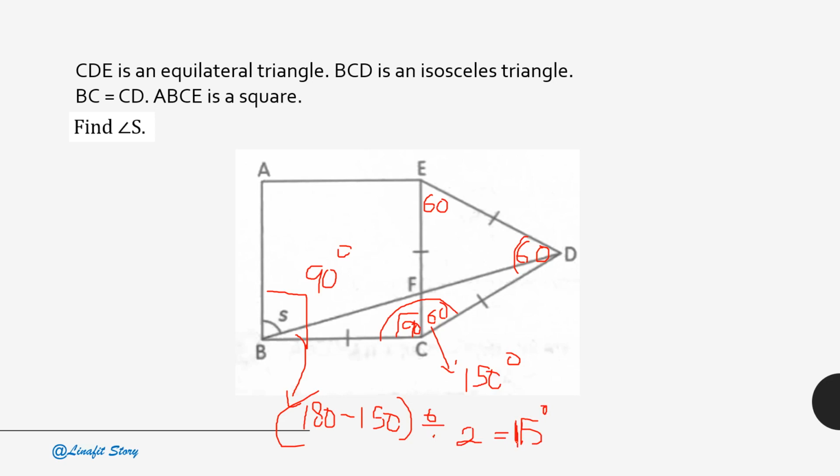Then how to get S? Remember, ABC is 90 degrees. So angle S is 90 minus 15 equals 75 degrees.